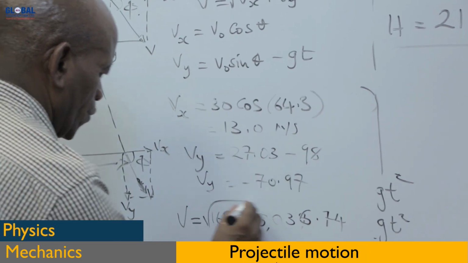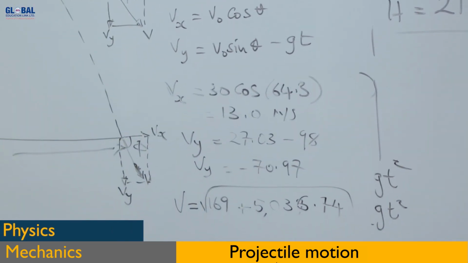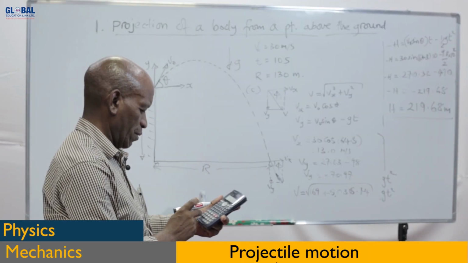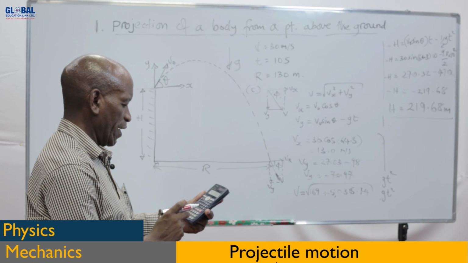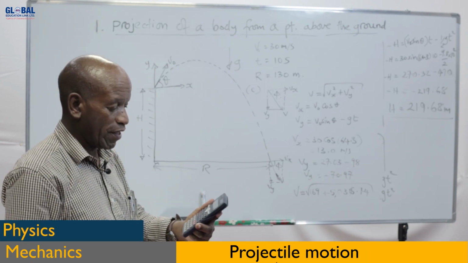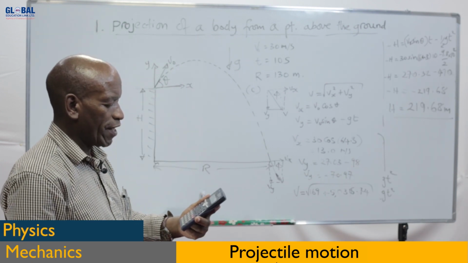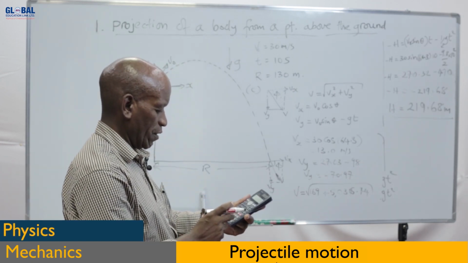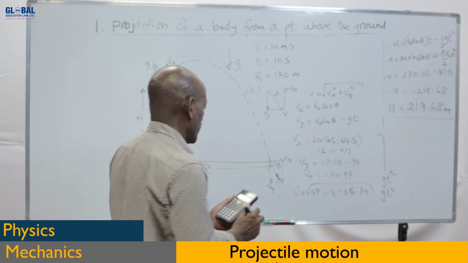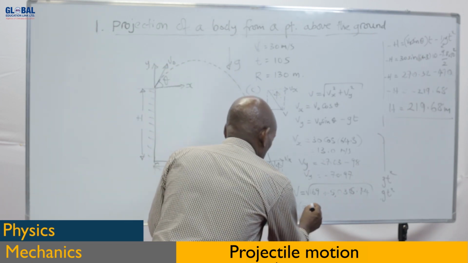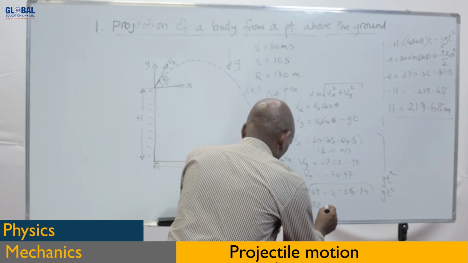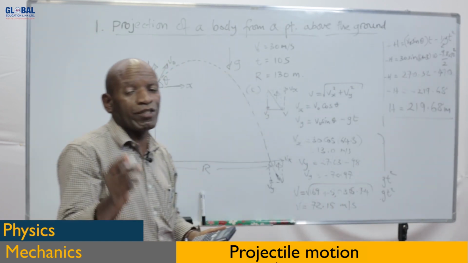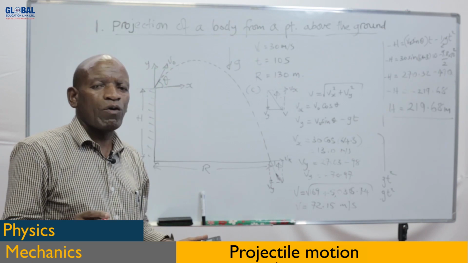So we add this and we find the square root. If we add this to 169, we get 5,205.7. Taking the square root of that, this gives us 72. So the velocity V will be equal to 72.15. This is the velocity at which that particular ball hits the ground.